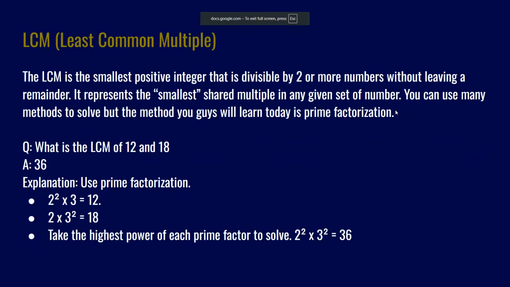Now, LCM uses a similar concept. However, instead of using shared factors, you will have to use all of the factors to its highest value. So as we can see here, take 12 and 18. 12, as we've already established, simplifies into 2 squared and 3. And 18 can break down into 2 and 3 squared. Now, out of 2 squared and 2, 2 squared is the larger power. And out of 3 squared and 3, 3 squared is the larger power. So, you would multiply them and give you the final answer of 36 as your LCM.